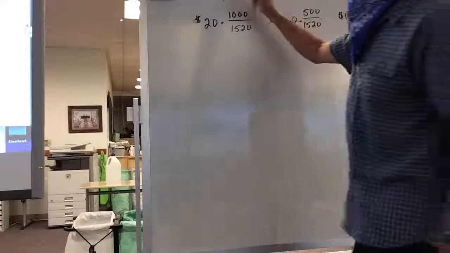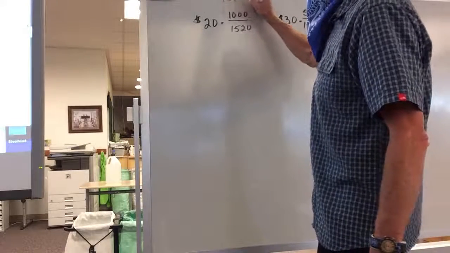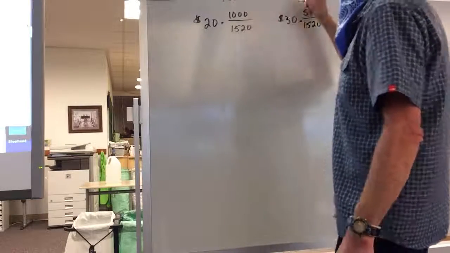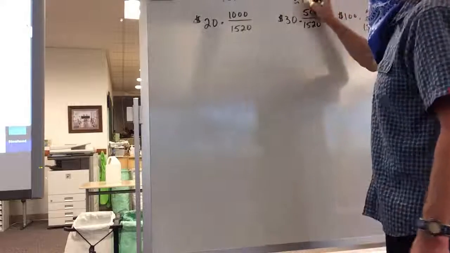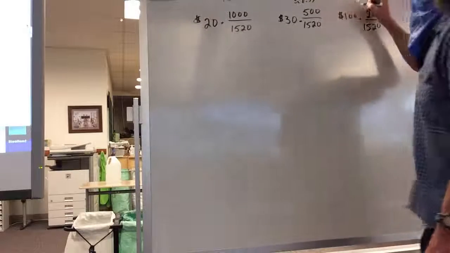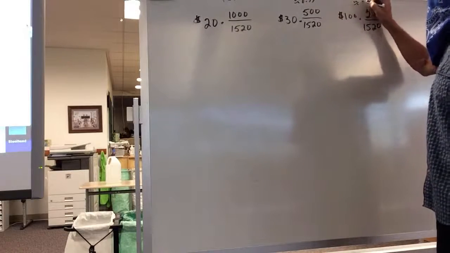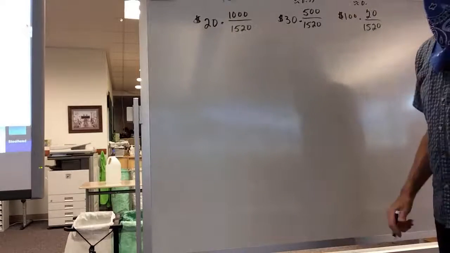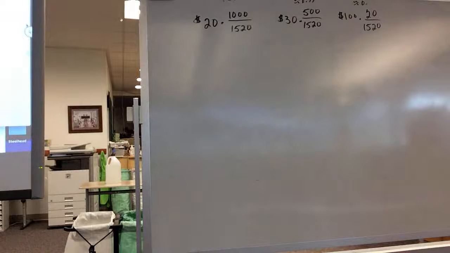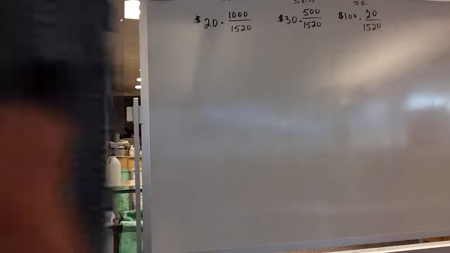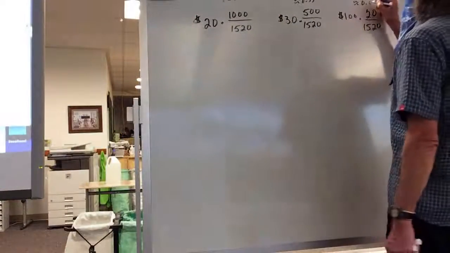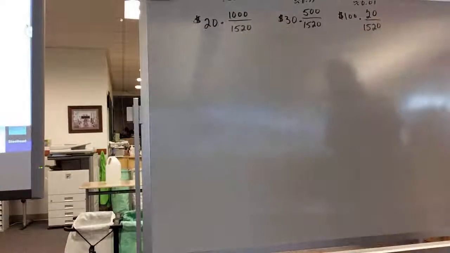The book says that it's about equal to 0.66. This one, it says it's about equal to 0.33. This one, they say that fraction is about equal to what? It's a real small number. Scroll down. 0.01. This is about 0.01, so it's about 1% of the tickets.